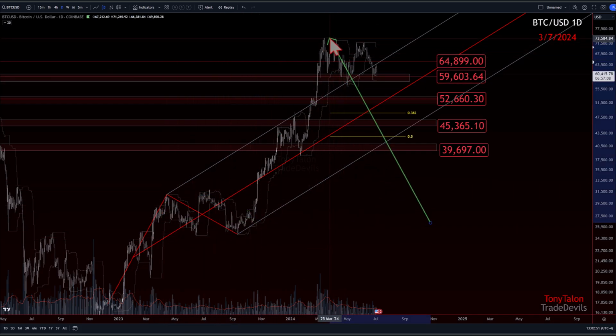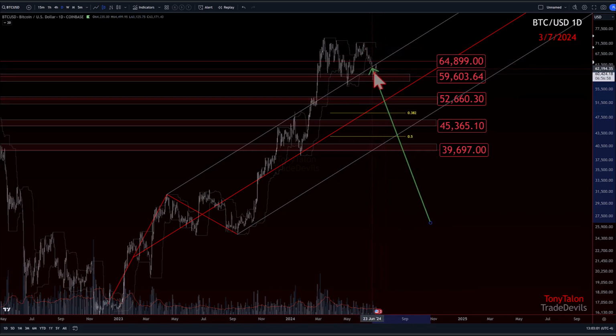For that count, I would count this as probably a diagonal, and then a nice deep retrace, and then we're going down for the C wave coming down to here. Again, this isn't very clean up here, but we'll dive into that.